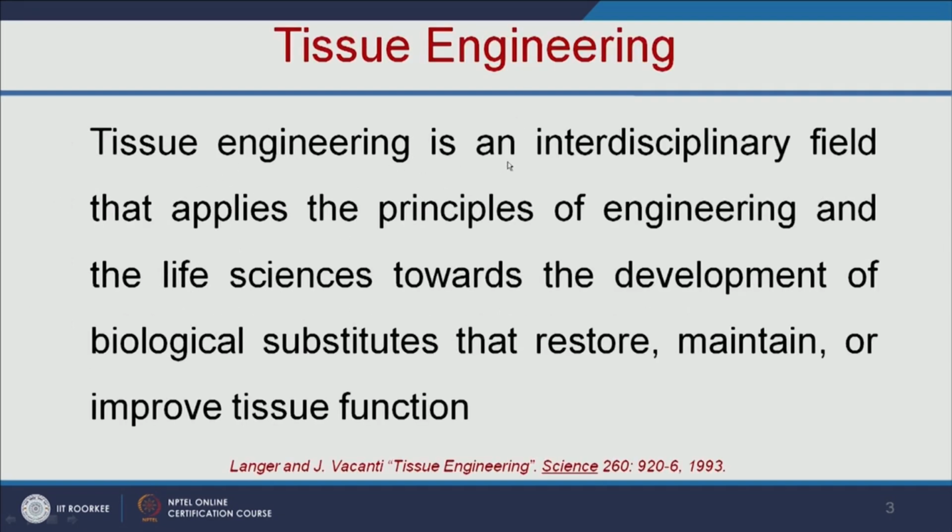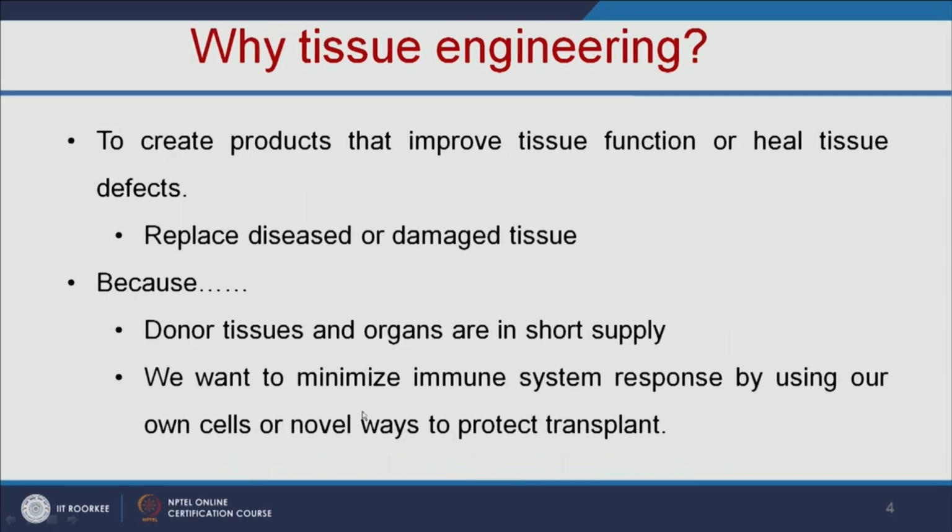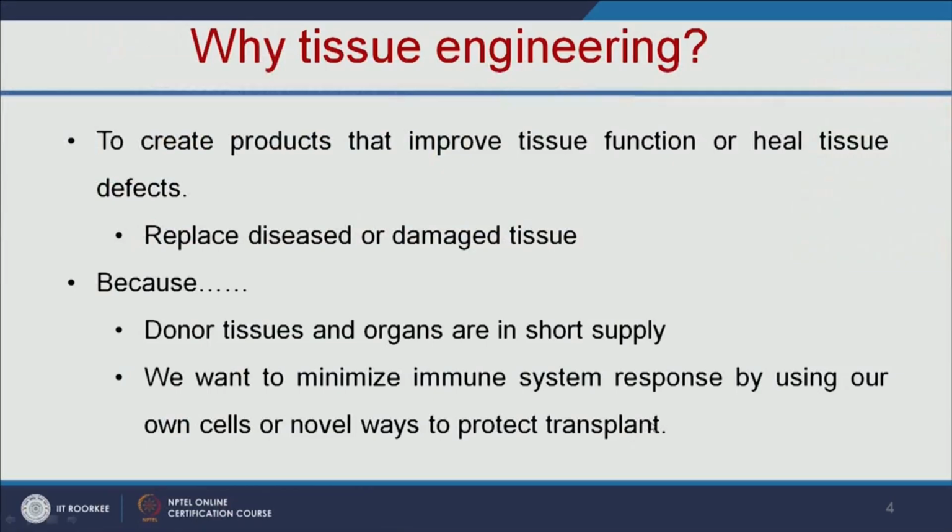Tissue engineering is an interdisciplinary field that applies the principles of engineering and life science towards the development of biological substitutes that restore, maintain or improve the tissue function. So why do we need tissue engineering? To replace the diseased or damaged tissue, because the donor tissues and organs are in short supply. We do not have sufficient donors for replacing the damaged tissues or organs, and also if we take the organs from a different person or different animal, our immune system will reject it. So to minimize the immune system response, we can use our own cells and engineer man-made tissues.